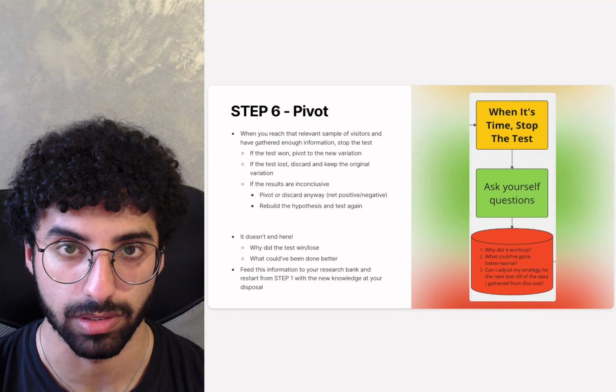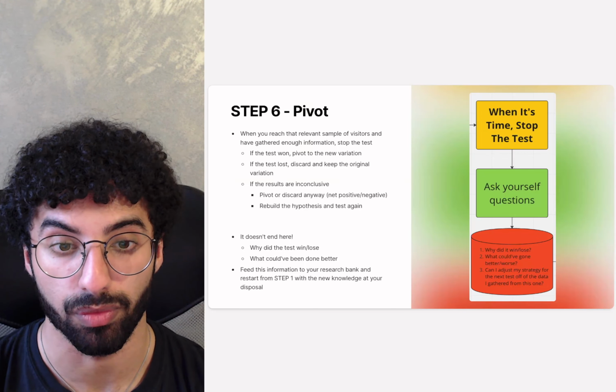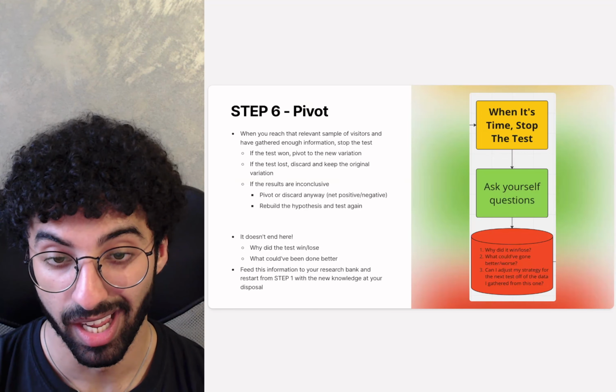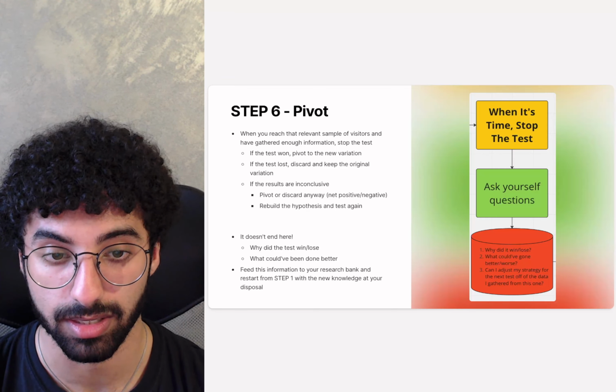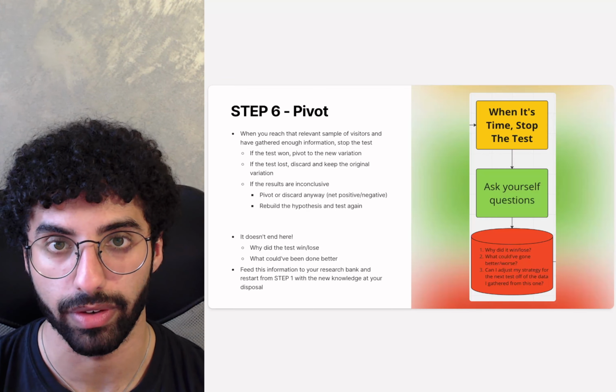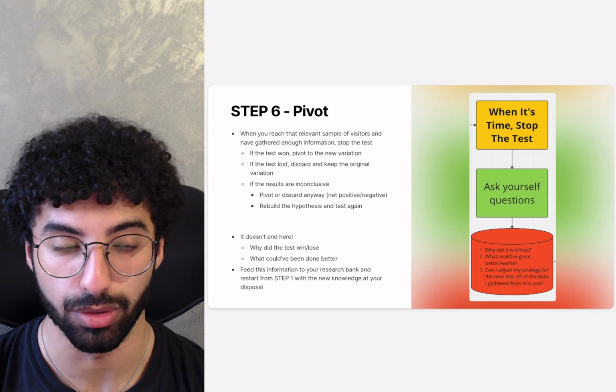Step 6 is pivot, the final step of the process. This is also very important. When you reach that relevant sample of visitors and you have gathered enough information, you can stop the test. And there are 3 scenarios in this case. If the test won, you pivot to the new variation. This is very, very straightforward. If the test lost, discard and keep the original variation.